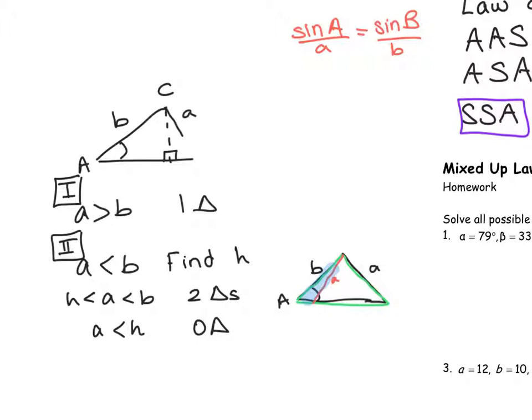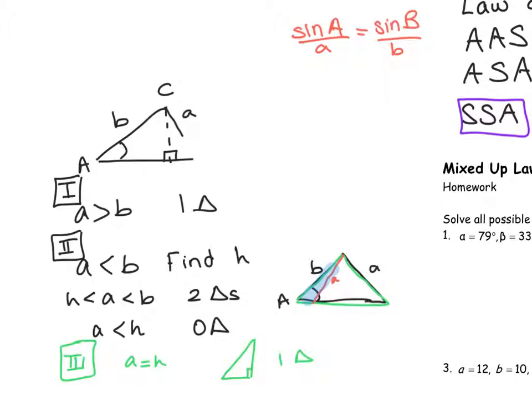Now, third case, what if a is equal to h? Then in this case, I have a special triangle, which is the right triangle. The a is actually the height, so then I have one triangle. So this is like a quick review of the ambiguous case.